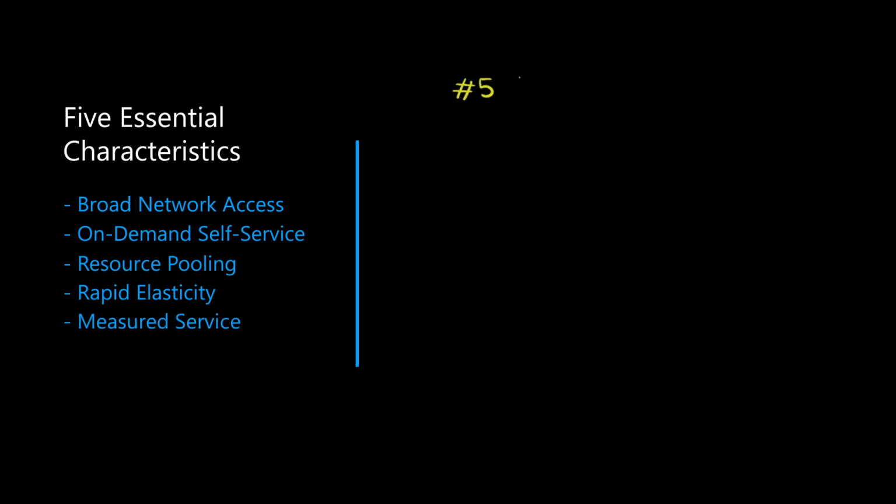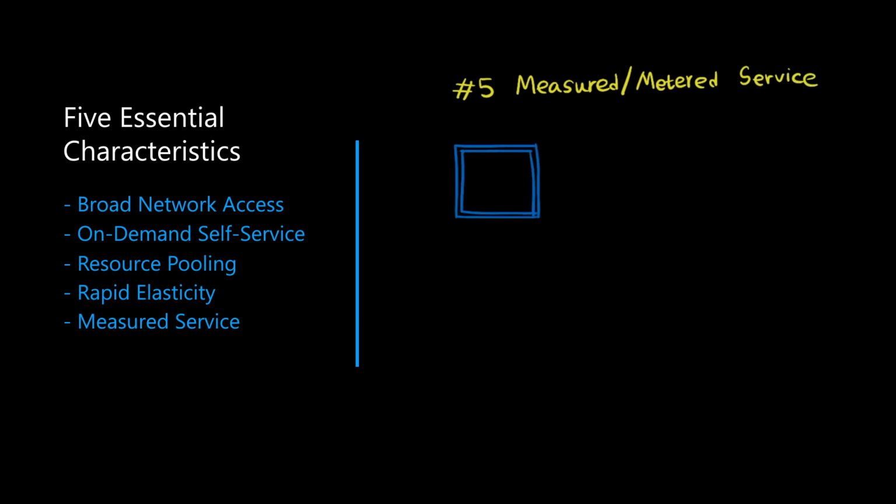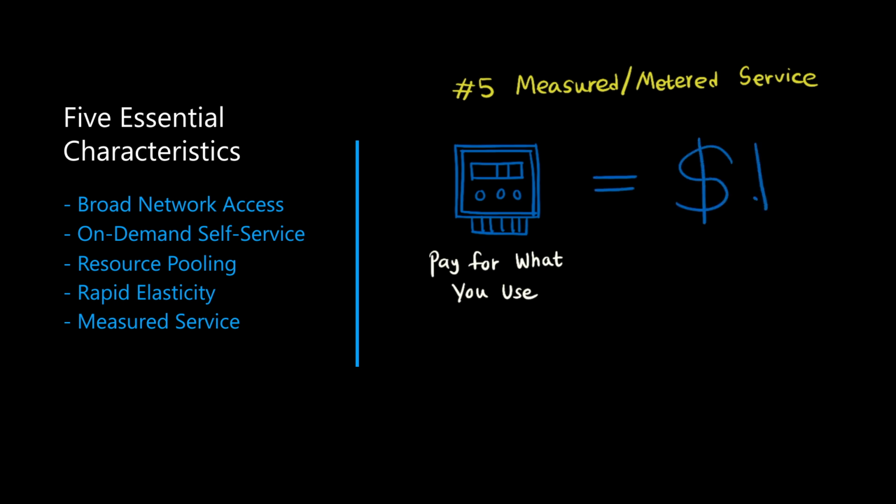The fifth and final essential characteristic is measured or metered service, which fundamentally changes how organizations budget for IT resources. Instead of massive capital expenditures for equipment that might be underutilized, you pay only for what you actually use. It's similar to your electricity bill. You don't buy the power plant, you just pay for the kilowatts you consume.